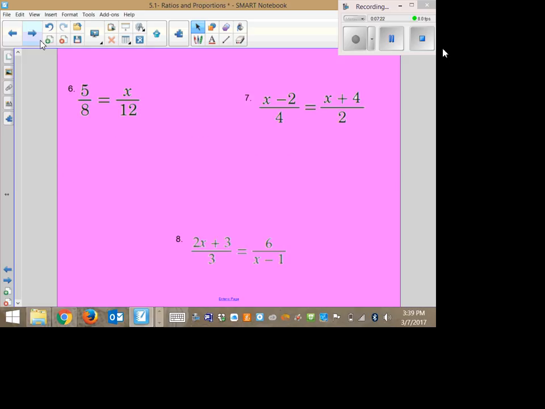So number 6, cross multiply and divide. We get 5 times 12 equals 8x. So we get 60 equals 8x. Dividing by 8, we will get 7.5 equals x. So again, note here, we multiplied these two, and then we divided.